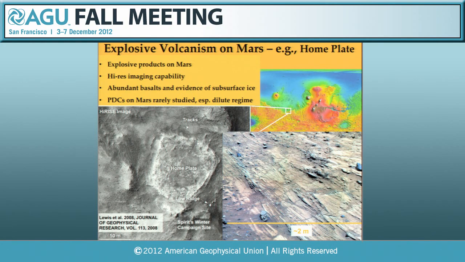Okay, so now I want to take some time to change planets altogether. In some ways, a lot of this work was motivated by observations by rovers and imaging instruments on the planet Mars, where they have seen evidence for this kind of eruption and these pyroclastic density currents. That's not a surprise, given that there's abundant basalt and evidence of subsurface ice on the planet. And not a lot of people have looked into the dynamics of these kinds of flows on Mars. Remember, these are the dilute regime rather than the concentrated regime, so there's virtually nothing about these kinds of flows on Mars.